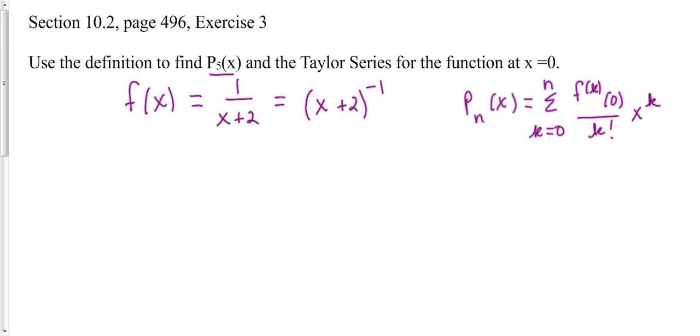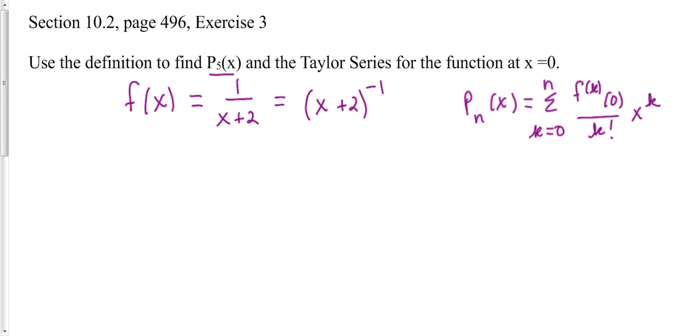All right, let's do section 10.2, page 496, exercise 3, which reads, use the definition to find the fifth order Taylor polynomial and the Taylor series for the function at x equals 0. And the function that we have is f of x is equal to 1 over x plus 2. And because we know we're going to be taking a whole bunch of derivatives, I'm going to rewrite that as x plus 2 to the negative 1.